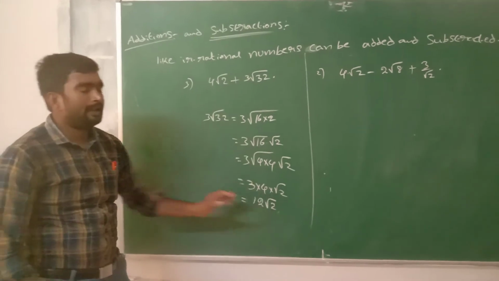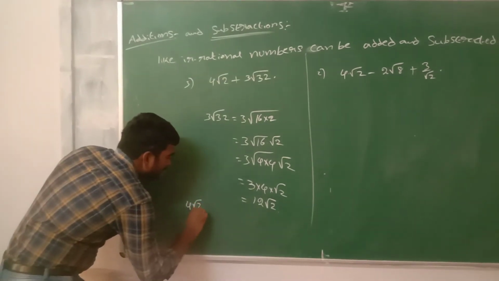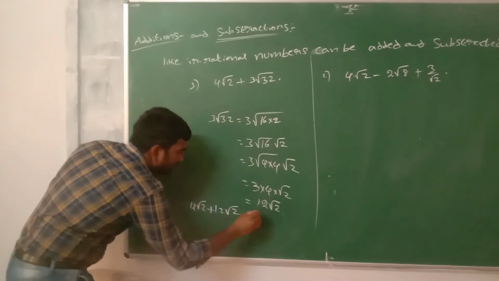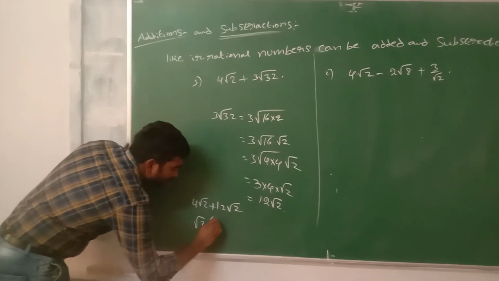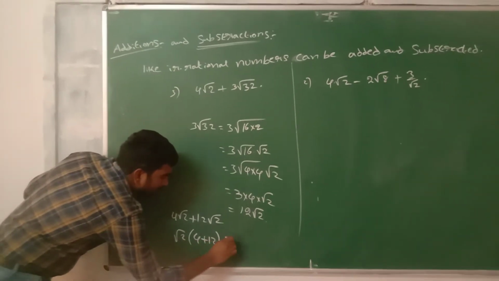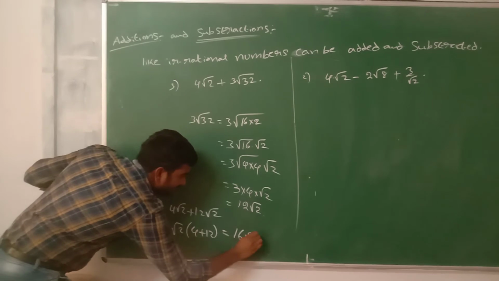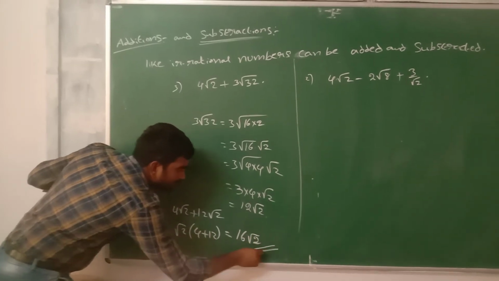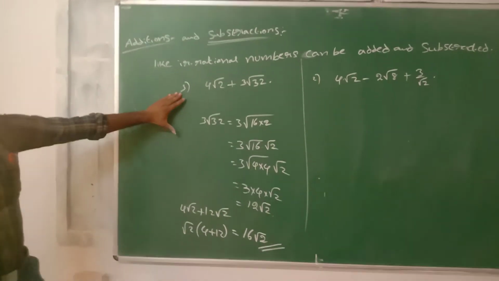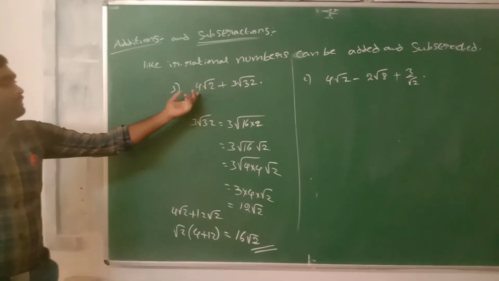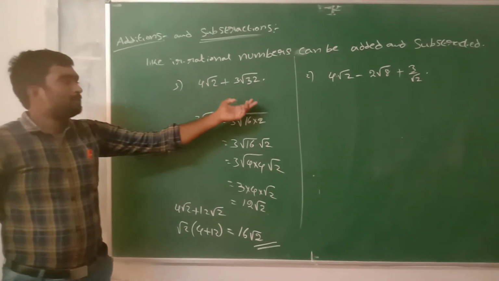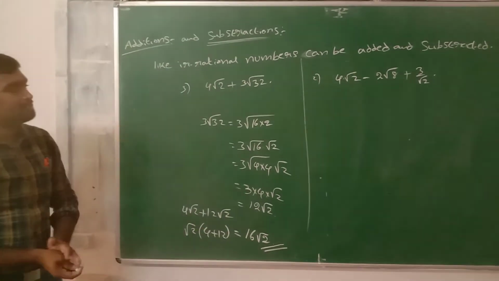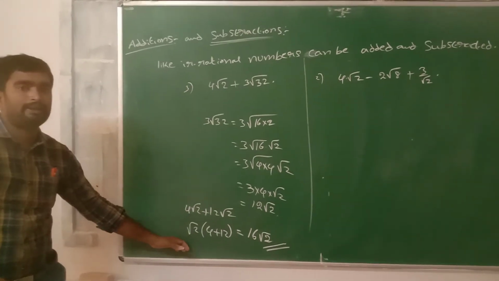Then it will be added. 4 root 2 plus 12 root 2. Root 2 is the common. Then 4 plus 12 is equal to 16 root 2. This is solving the problem. First, these are unlike irrational numbers, then converting them into like irrationals, then they will be added.